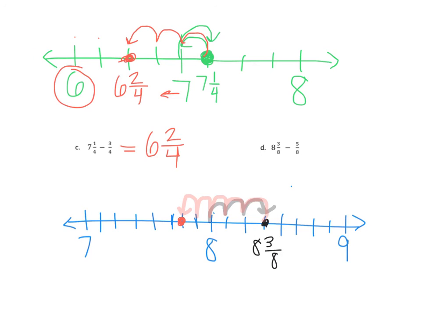All right, so now we need to figure out what it is. I start at 7, 7 and 1/8, 7 and 2/8, 7 and 3/8, 7 and 4/8, 7 and 5/8, 7 and 6/8 is where my dot landed. So I know that 8 and 3/8 minus 5/8 gives me 7 and 6/8.